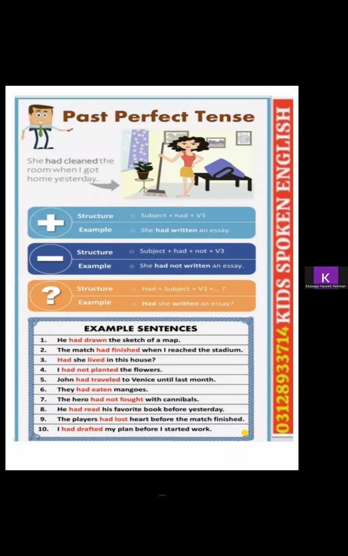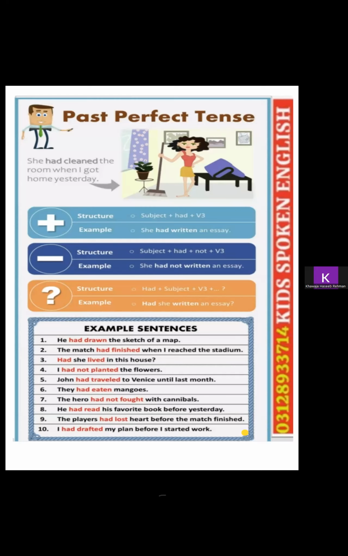She had cleaned the room when I got home yesterday. I got home means मैं घर पहुंचा. She had cleaned the room. वो पहले ही क्या कर चुकी थी? कमरे को साफ कर चुकी थी. She had cleaned the room when I got home yesterday. जब मैं घर पहुंचा तो वो रूम को साफ कर चुकी थी.